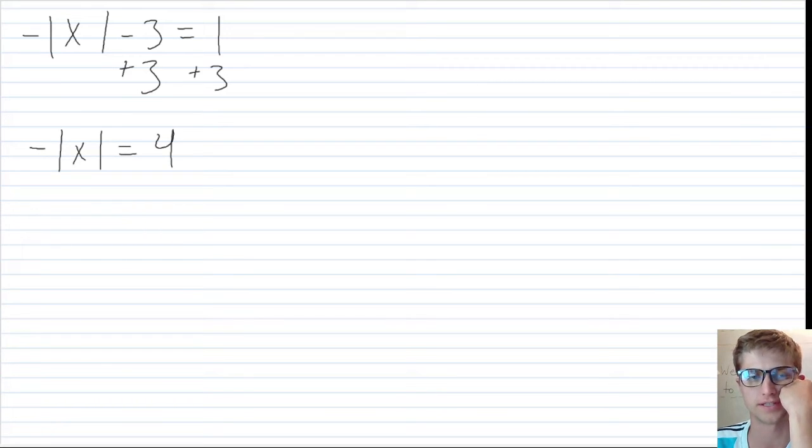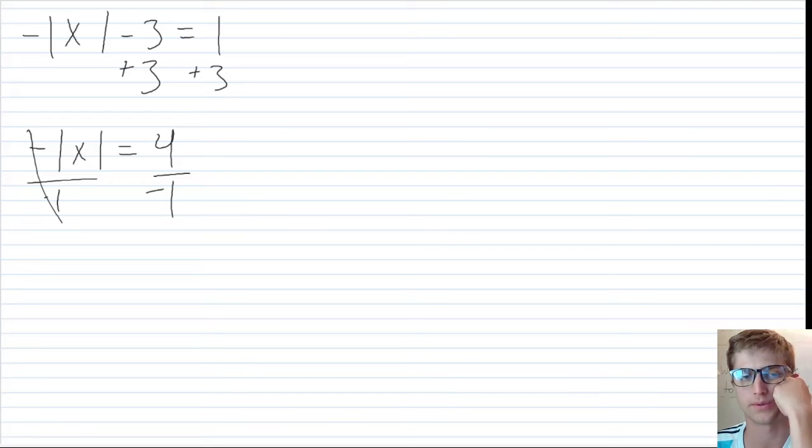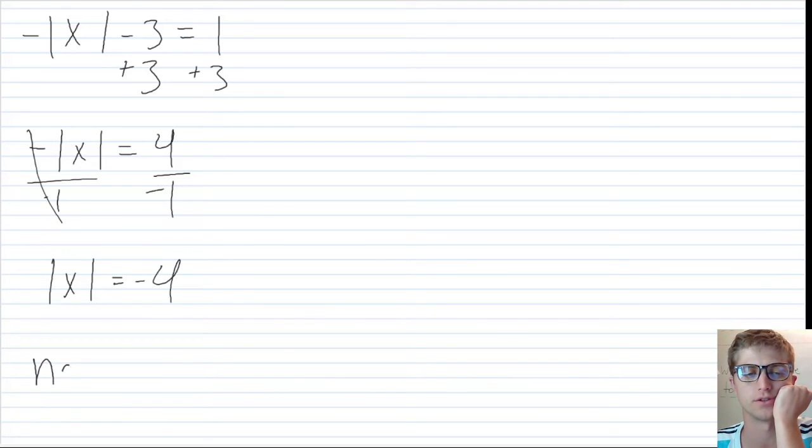We still have to get x by itself, so divide by negative 1, cancel. What we do to one side, we do to the other. 4 divided by 1 is 1, but because of the negative, we get negative 4. Absolute value of x equals negative 4. Uh-oh, that's a problem. The absolute value of anything cannot equal a negative number, so we have another no solution right here.